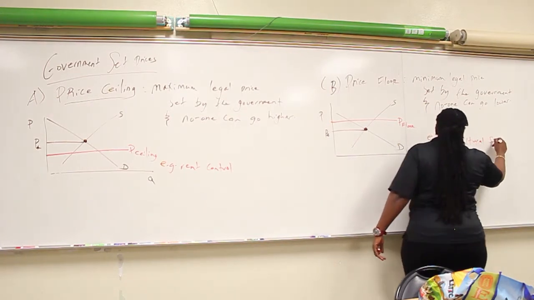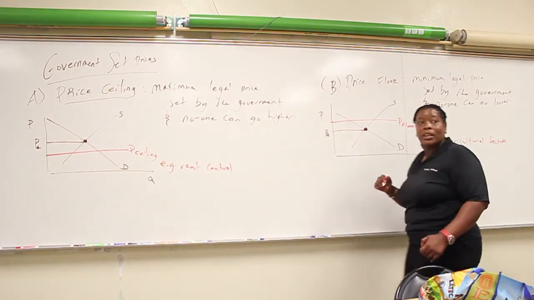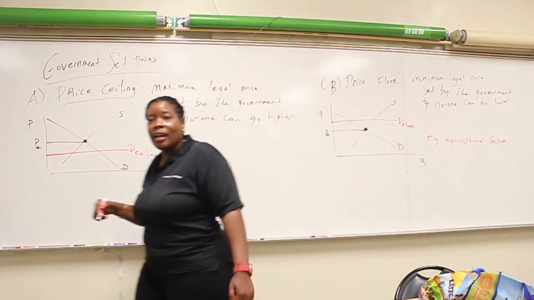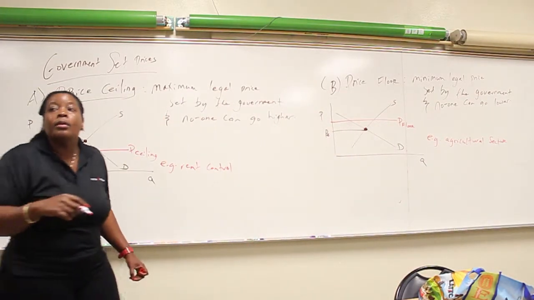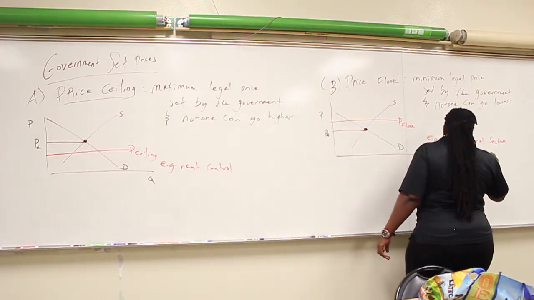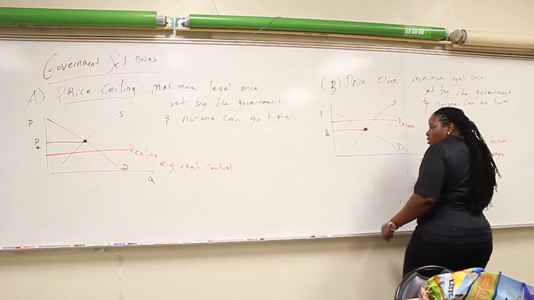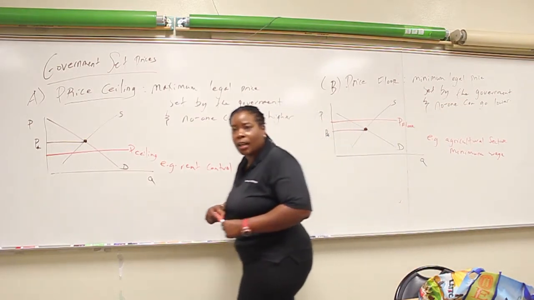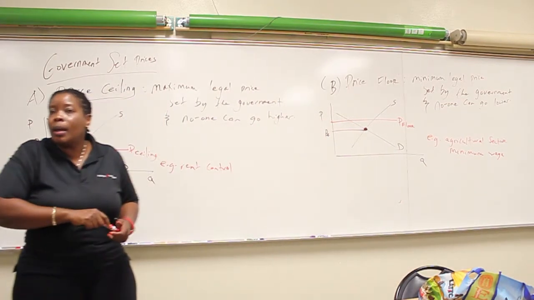I'll just lump it all together. Absolutely. Lots of price floors exist there. Yes? Any other example? Minimum wage. Absolutely. The minimum wage is another good one. A lot of students get confused with it. They say, I thought we were protecting the seller. You're the one selling your labor.